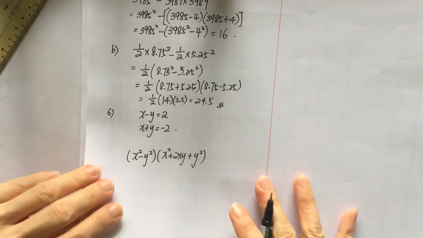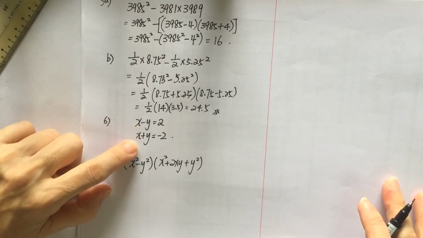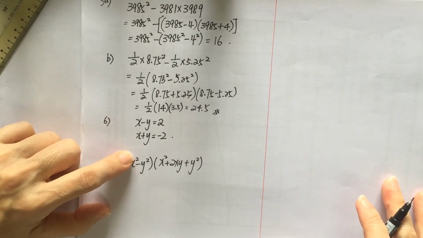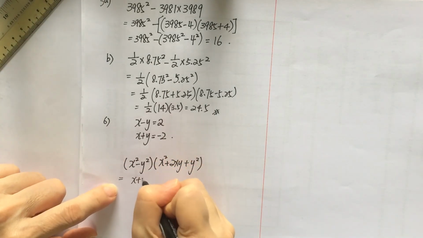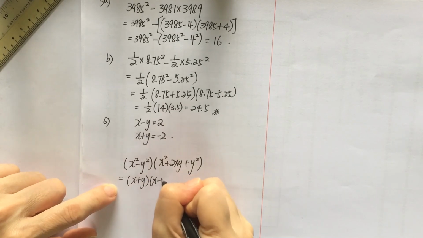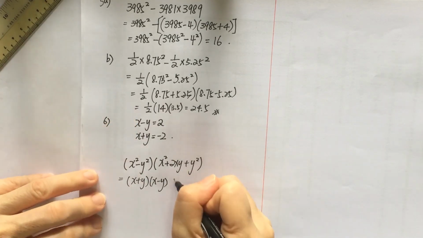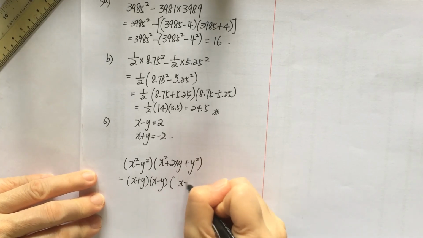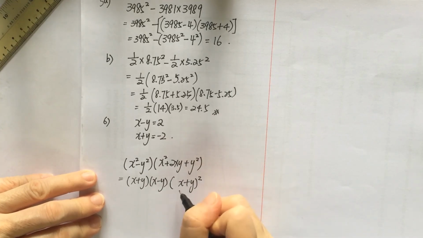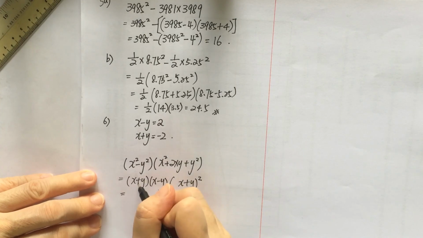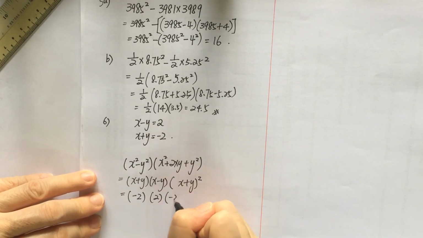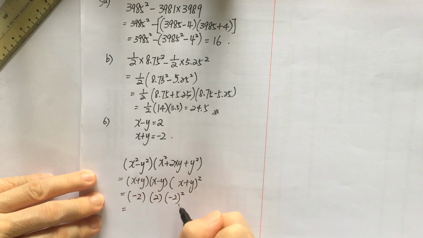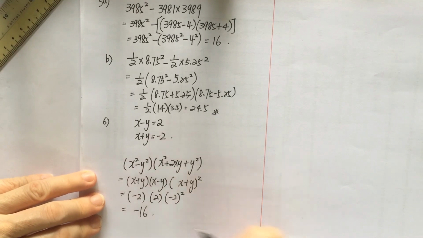Okay, last question. x minus y is 2, x plus y is negative 2. How do I find this? Easy. x squared minus y squared becomes x plus y, x minus y. So I can just substitute in. Okay, and this one is quite obvious. It is a perfect square of x plus y. Okay, so I will have negative 2 times 2 times negative 2 squared. So I'm having 4 here. 4 times negative 4. So my answer is negative 16.